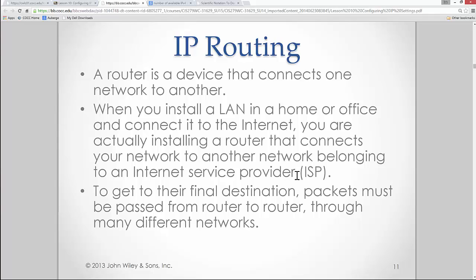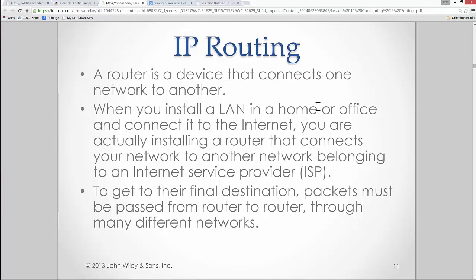So, IP routing: a router is a device that connects one network to another. Through that router, we can create security boundaries. We can route just the particular protocols that we need to route. We can prioritize protocols so that they route first. A lot of great things we can do with routers. And of course, routers are different than switches, so you should by now understand the difference.